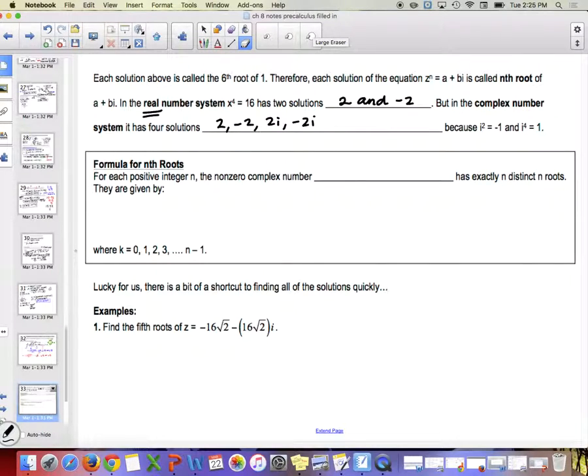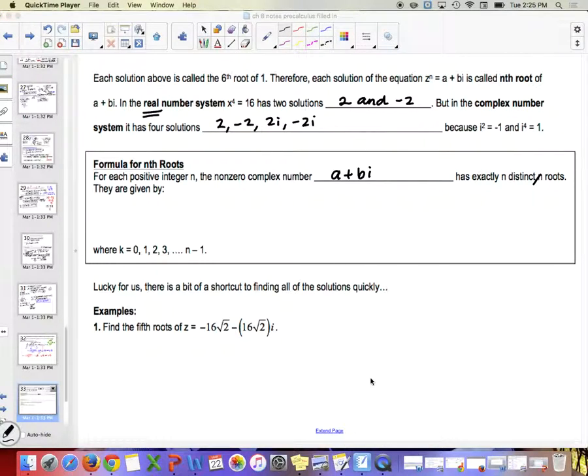It says for each positive integer n, the non-zero complex number a plus bi has exactly n distinct roots. These are given by, oh man, I didn't write this down. I'm going to have to think about it. I don't ever write it this way. I'm going to pause and look at your book, because I do a shortcut and I'll show you.